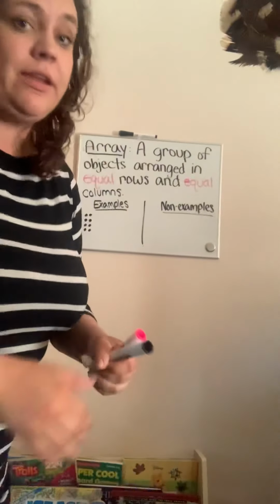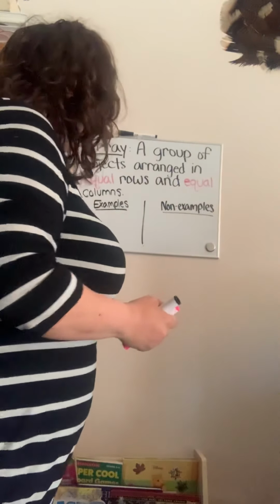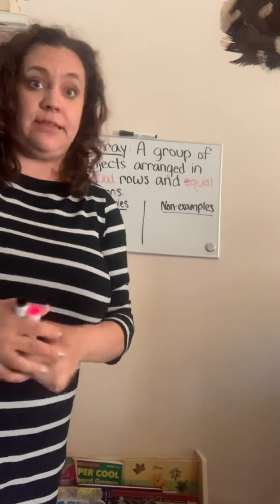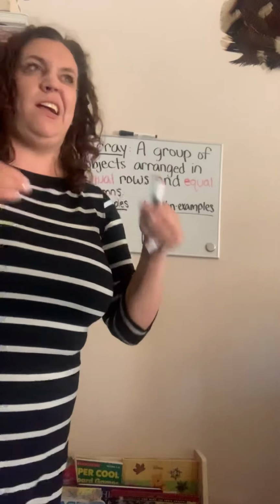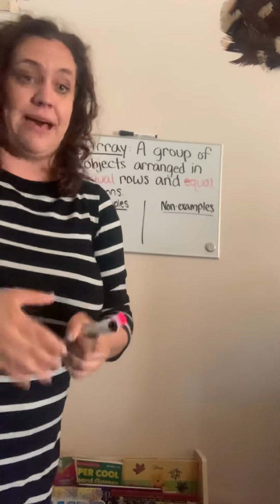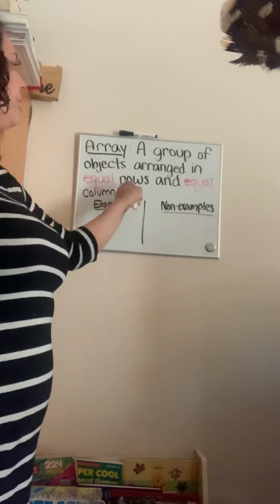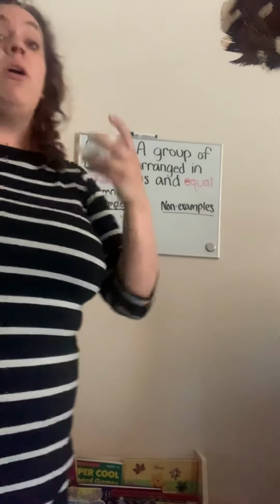Hey everyone, I just wanted to pop on to remind you what an array is because it's in our session this week and it might have been a little bit of time since you've heard that language. So an array is a group of objects arranged in equal rows and equal columns. We use it when we're doing multiplication. It's a visual strategy so that we can see the multiplication sentence in a picture.